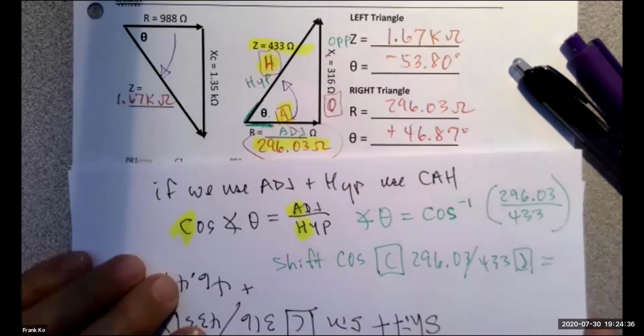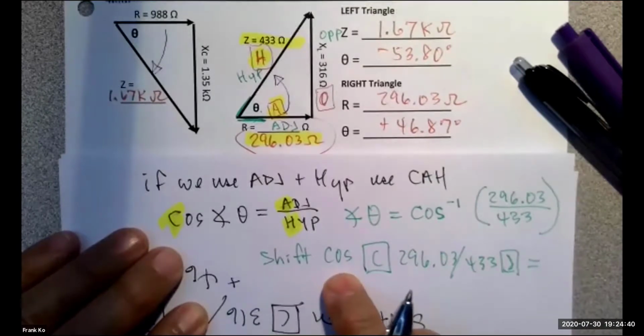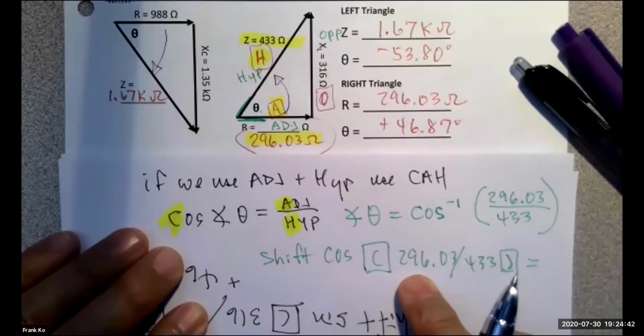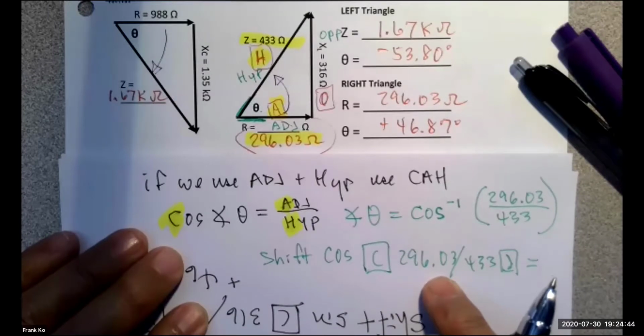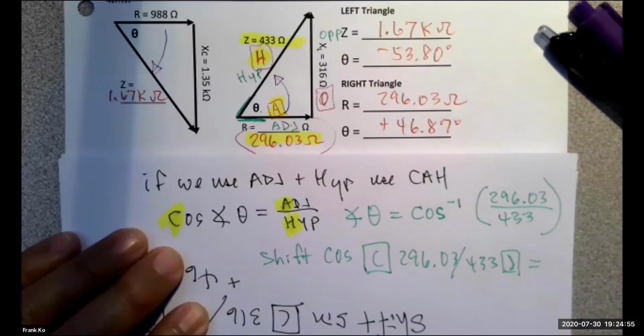When you go to do this, everybody, shift cosine, open parentheses, 296.03 divide by 433, close parentheses, equals. Now, as I called it out twice, everybody should have done this calculation. Remember, this is a participatory exercise. You are not a fan sitting in the stands. So I am looking for a number from Chisamaga. Give me a number here.